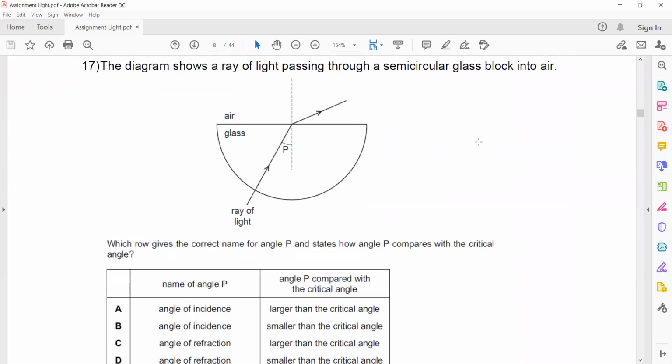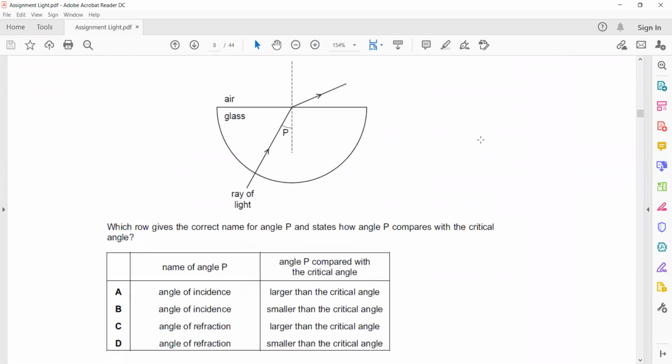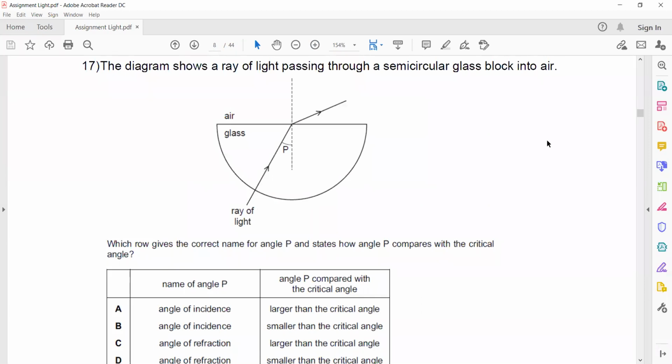The diagram shows a ray passing through a semicircular glass block. Which row gives the correct angle P and how does angle P compare to the critical angle? Angle P is what? Angle of incidence. And is it more than critical, less than critical, or equal to? It's less than critical angle. So B is the right answer.